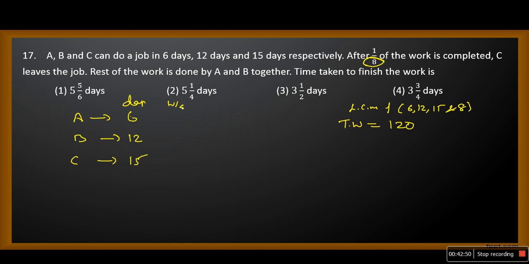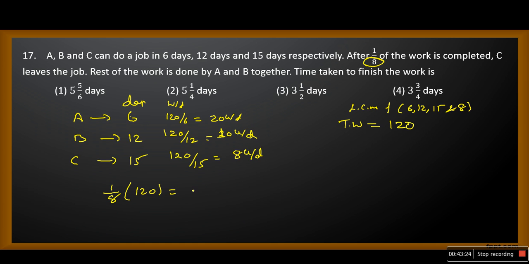So work done per day: A will do how many units per day? 120 by 6, which equals 20 units per day. B will do how many units per day? 120 by 12, which equals 10 units per day. And C will do how many units per day? 120 by 15, which equals 8 units per day. Now, after 1/8 of the work is completed, what is 1/8 of 120? Which equals 15.